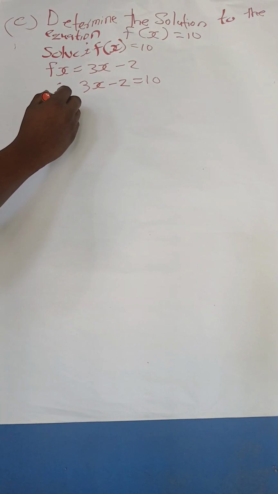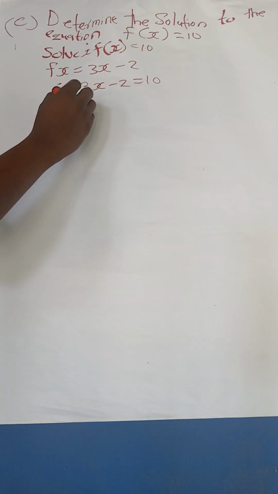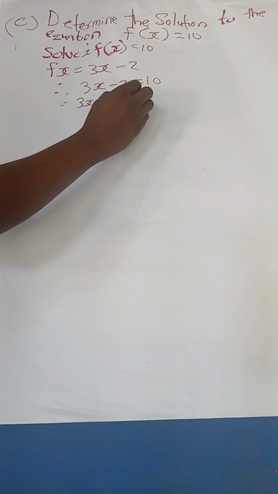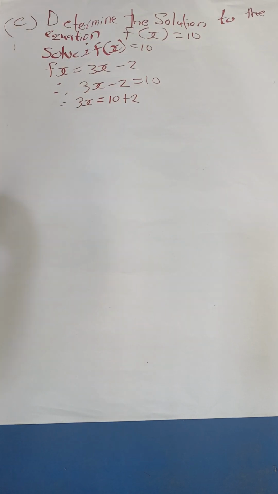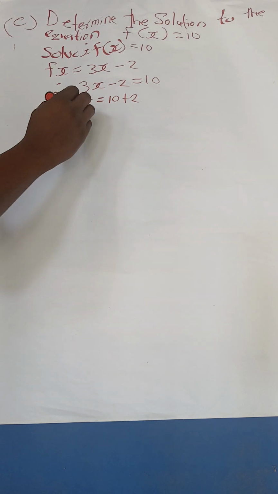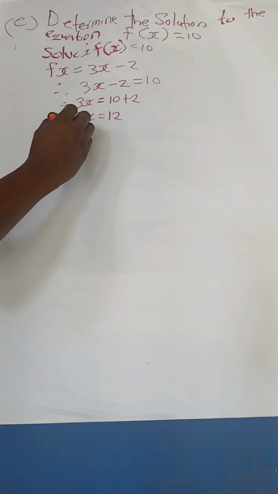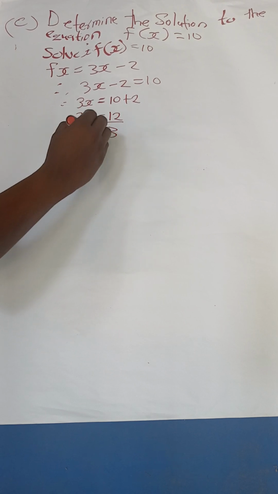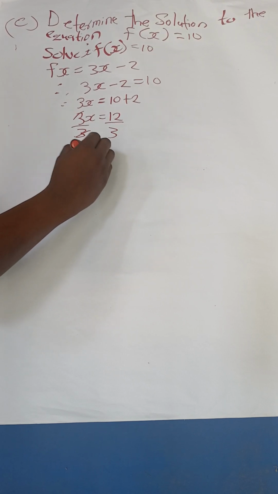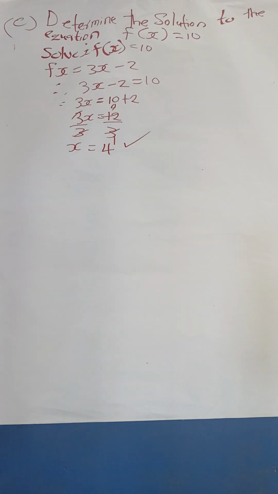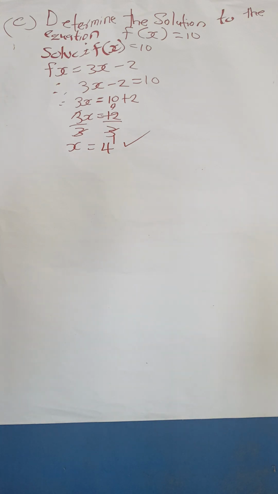Therefore, 3x equals 10 plus 2. Now you come again and say 3x equals 12. Dividing by 3 on both sides, I will have my x as 4. Then you will have scored your mark in that area.